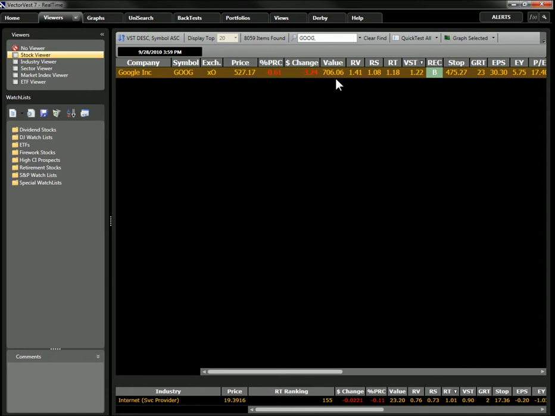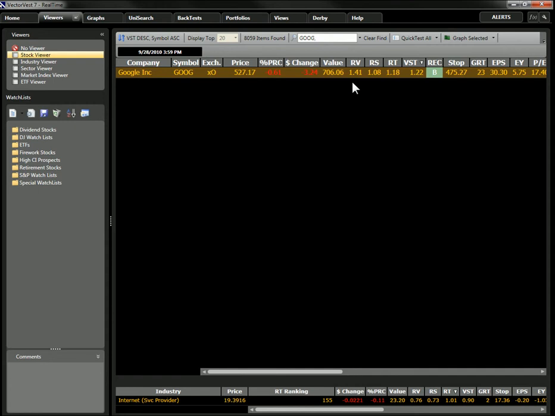The next four columns, RV, RS, RT, and VST, are proprietary indicators on a 0 to 2 scale. Anytime you see a number below 1, it's unfavorable. Above 1 would be favorable. The first column is RV. RV stands for relative value, and it is an indicator of long-term price appreciation potential compared to an alternative investment in AAA corporate bonds over the next 1 to 3 years.